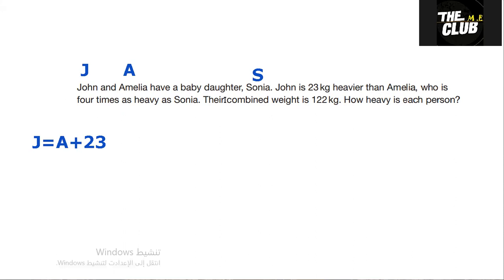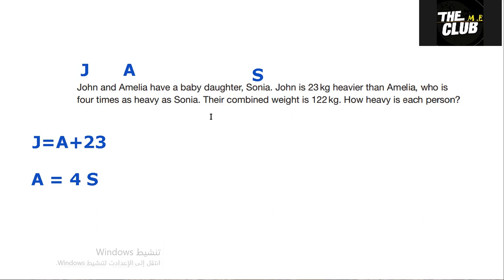Who is 4 times as heavy as Sonia? They're talking about Amelia, I think. So Amelia equals 4 times as heavy. It means 4 times S, so 4S. Here we understand that John is 23 plus Amelia, and Amelia is 4S. It means that Amelia is 4 times as heavy as Sonia.